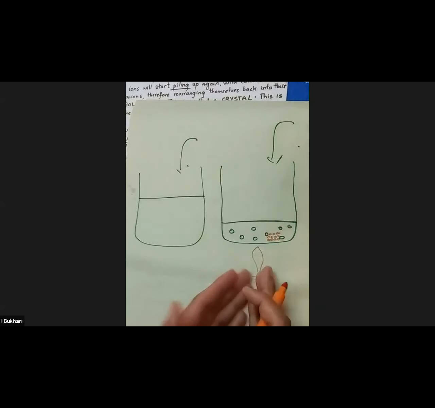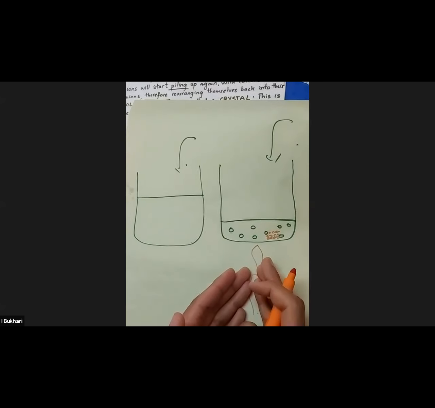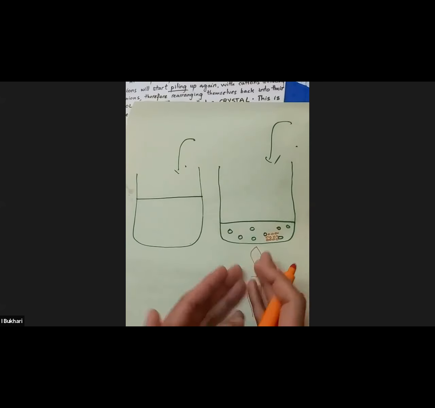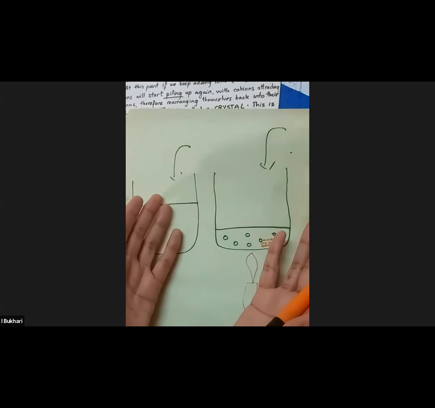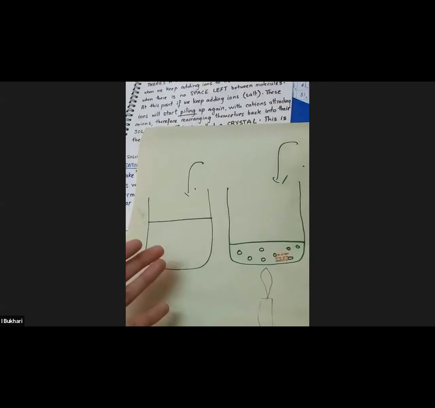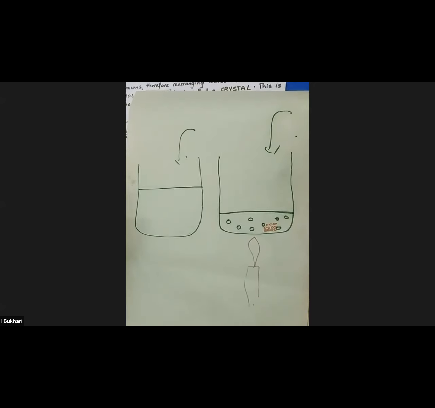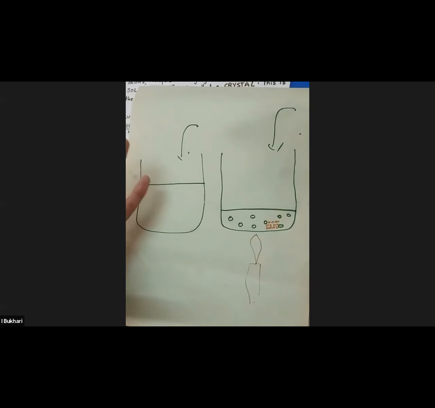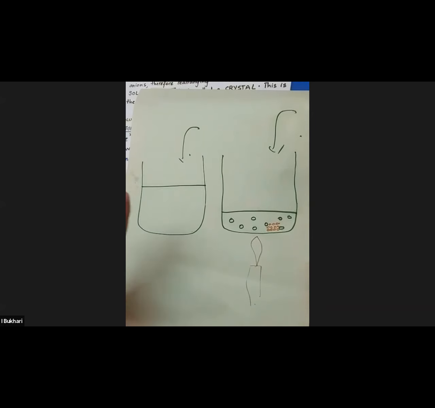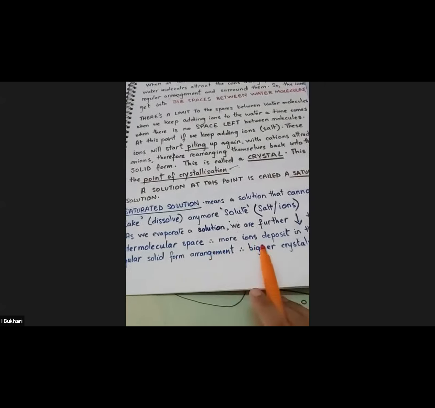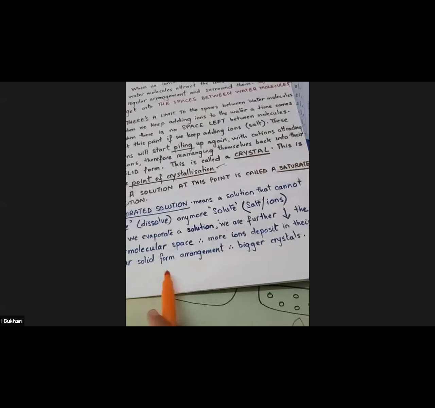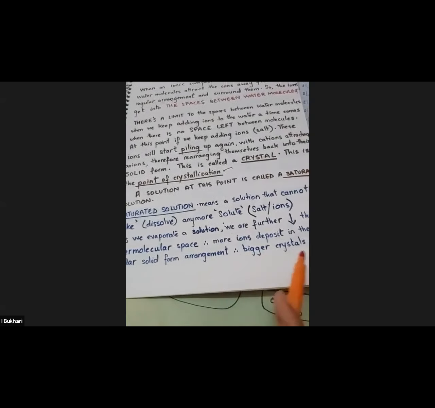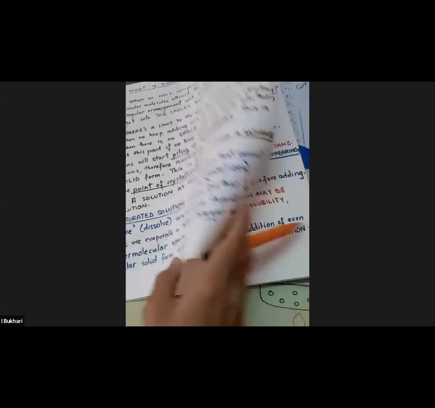And so you stop heating, because you don't want to overheat and damage the crystals. Then you let the room temperature do its job of continuing the evaporation, and you will end up with bigger, nicer, shinier crystals. So as we evaporate a solution, we are further decreasing the intermolecular space, therefore more ions deposit in their regular solid arrangement, therefore bigger crystals.